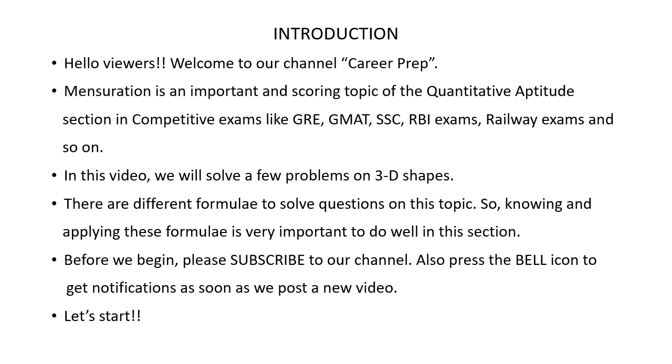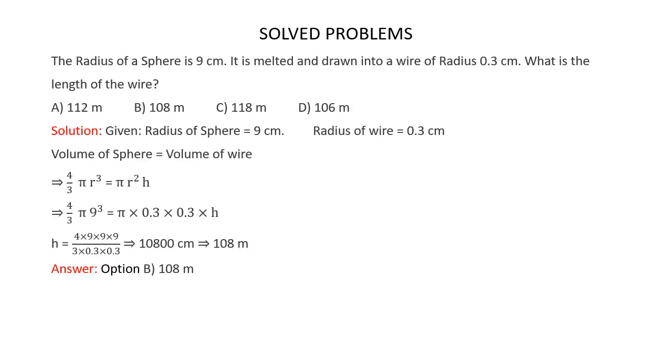So let's start. The radius of a sphere is 9 centimeters. It is melted and drawn into a wire of radius 0.3 centimeters. What is the length of the wire? Here you are given 4 options and you have to find out which of these options is the correct one.